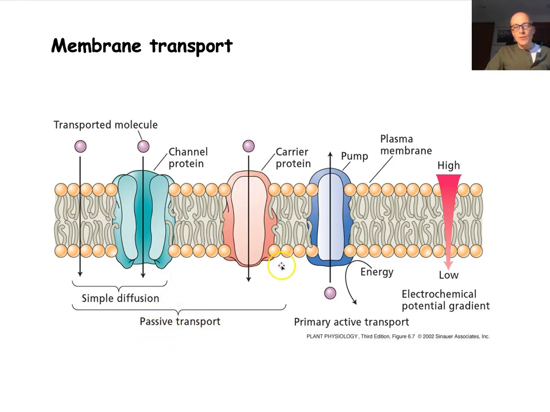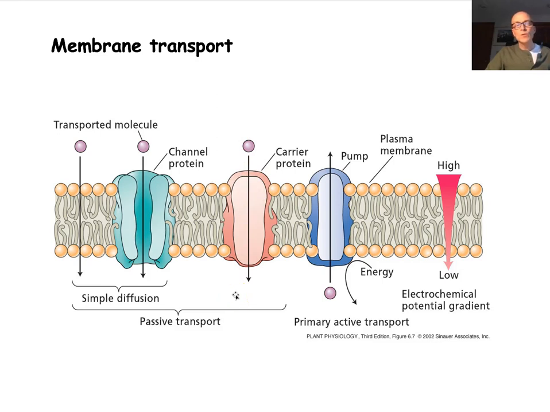There are carrier proteins that are different from channel proteins in that they take the molecule and then change the conformation of the protein, and that allows the molecule to pass through the membrane. But again, carrier proteins also only work with respect to the concentration gradient. So there has to be a concentration gradient between the two compartments, from this side to that side, in order for it to move.